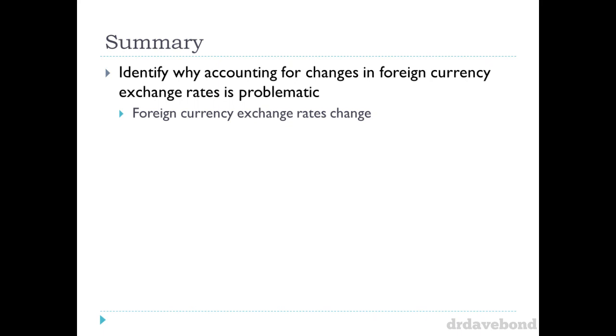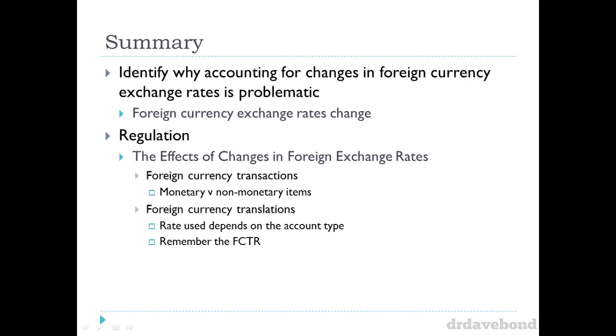So identify why accounting for changes in foreign currency exchange rates is problematic, and that's because they change. If they're all pegged to something and didn't move at all, we just literally have to get out a calculator, punch in what the multiplication rate is or the division rate. That's all that you'd have to do. The fact that they do change makes it a little bit more problematic. We looked at the regulation around it, and we looked at transactions and translations. With transactions, we looked at monetary and non-monetary. With translations, the two things to remember are the rate depends on the account type and the FCTR. So remember those two things, everything else sort of falls into place.